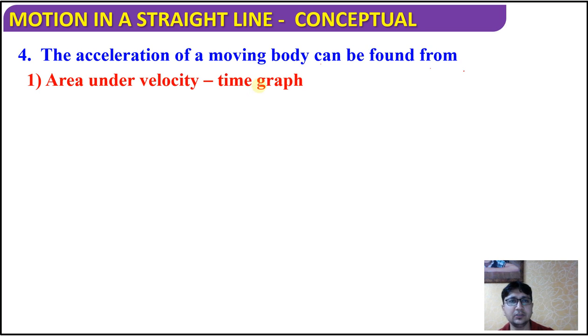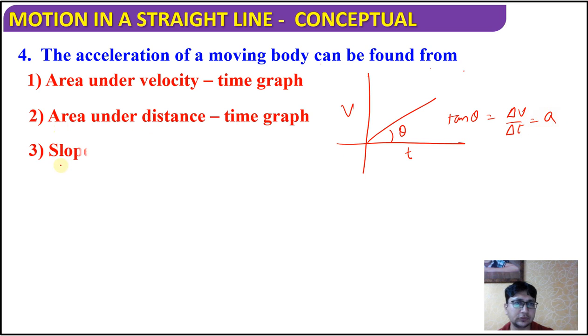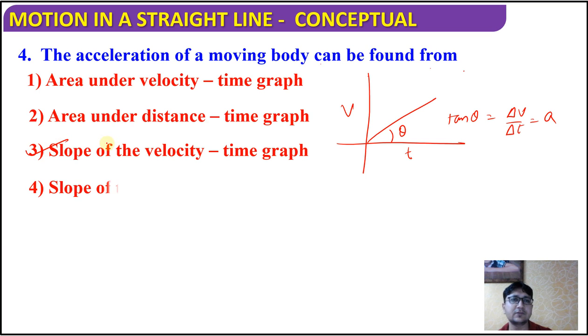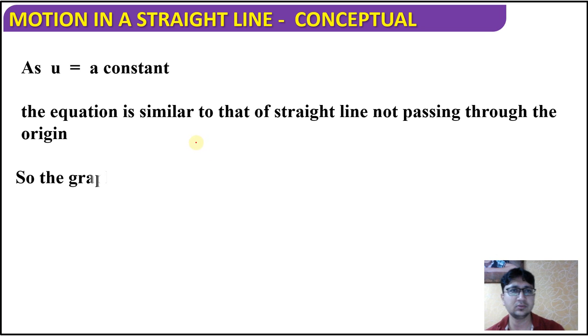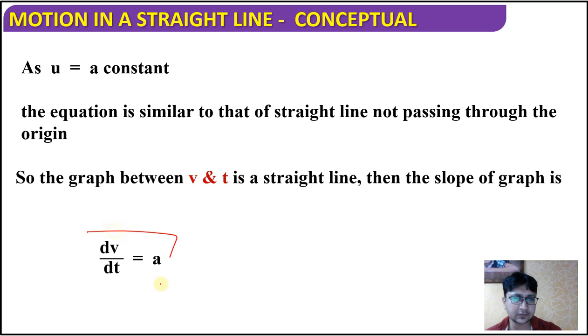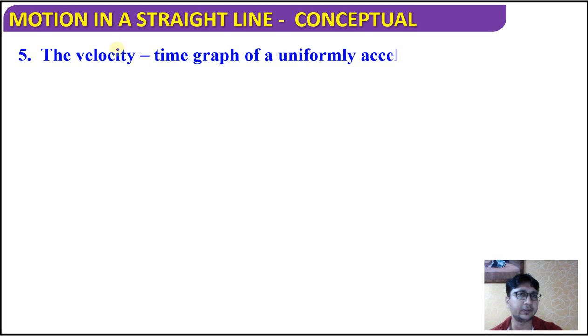The acceleration of a moving body can be found from the slope of the vt graph. The slope of the vt graph, basically tan theta, gives us change in velocity upon time, that is acceleration. So it's very important that the slope of the vt graph gives us acceleration. We had already seen this, no need to worry. So the answer is, in a V versus T graph, the slope of the graph. Answer is 3. Now let's move ahead.